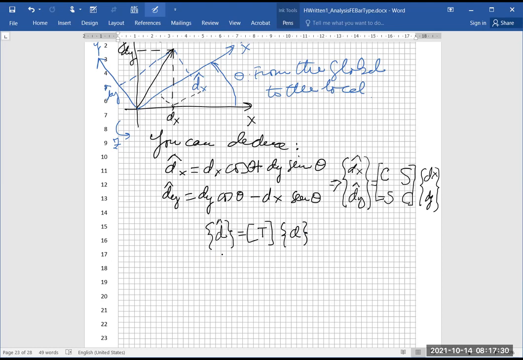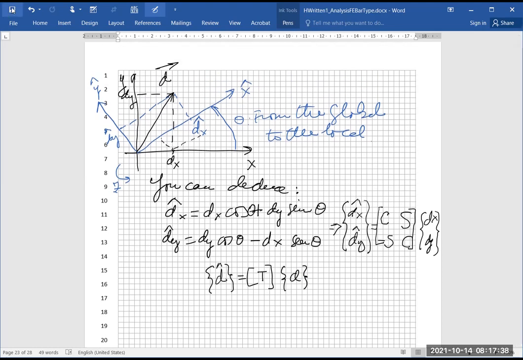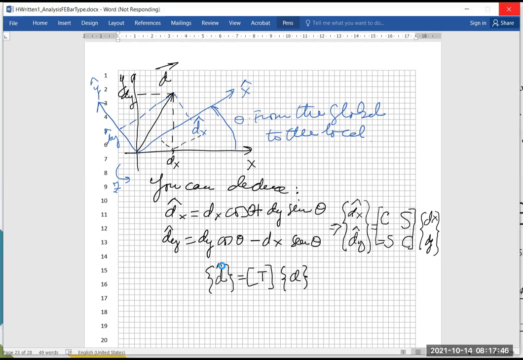Now, let's suppose you take one vector here and you apply this transformation, and you can express the components of this vector in the global reference system in the local one. In the case of bar elements, we have the displacement of two joints. So in that case, we can put this in a very elegant way, as I will write in a second.